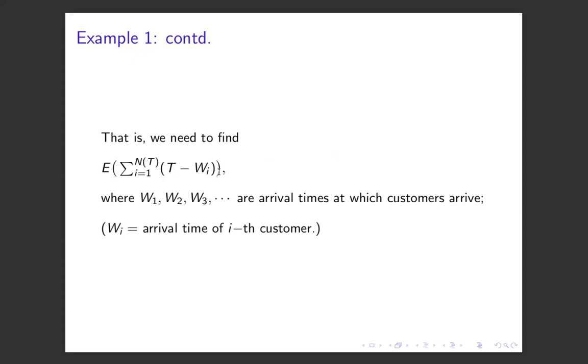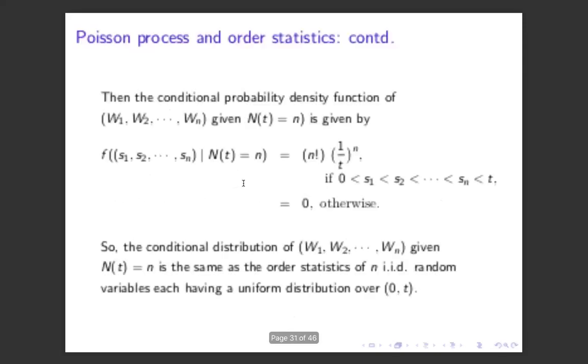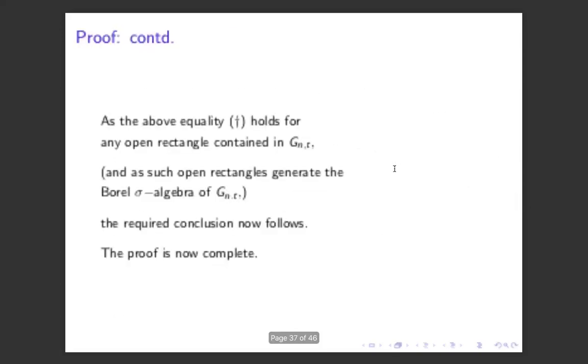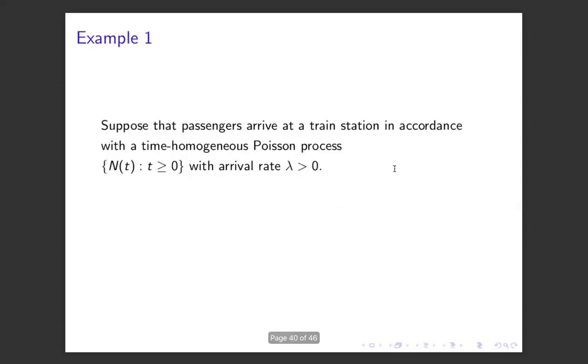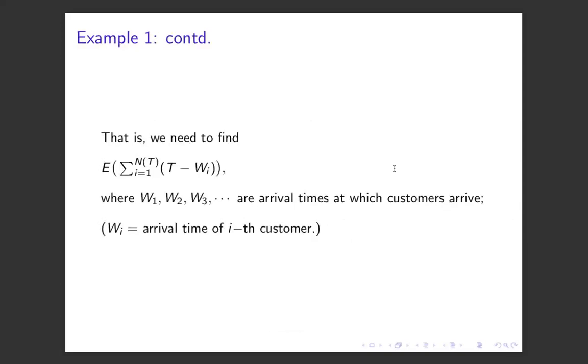And when you take the conditional expectation of this quantity given N(T) equal to n, for that you have our result. We will make use of today's result. For each little n, we know this PDF. And that will involve IID uniform random variables.